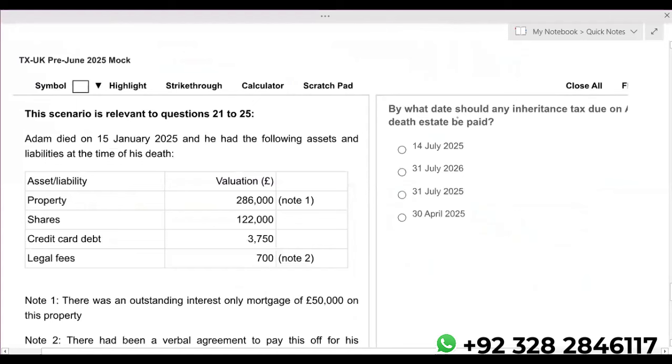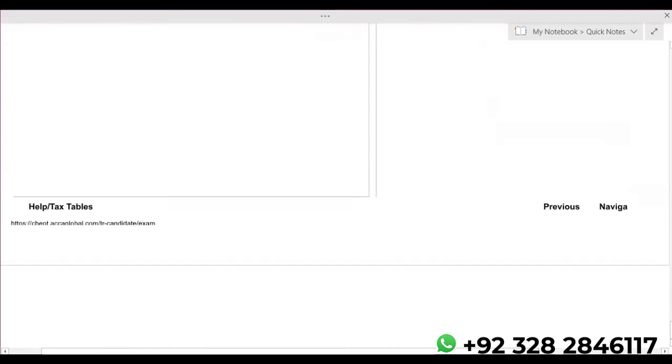Okay. By what date should any inheritance tax due on death estate be paid? Actually, IHT on death is paid 6 months after the month of the death. Here, he died on January 25. So leave January, go 6 months ahead: 31st July 2025. So IHT on death is paid 6 months after the month of the death. That is 31st July 25.